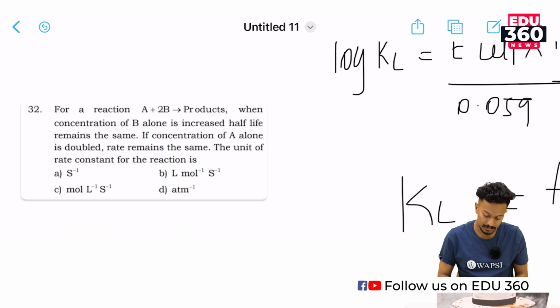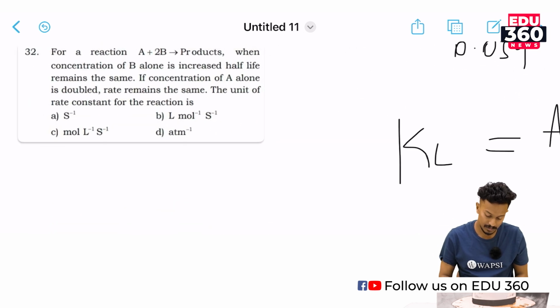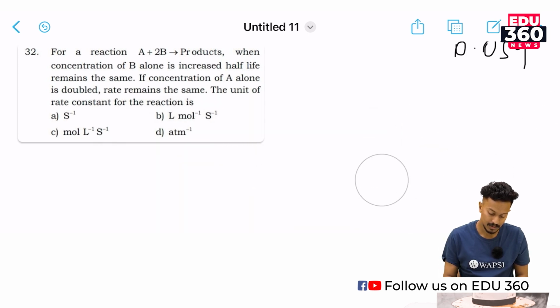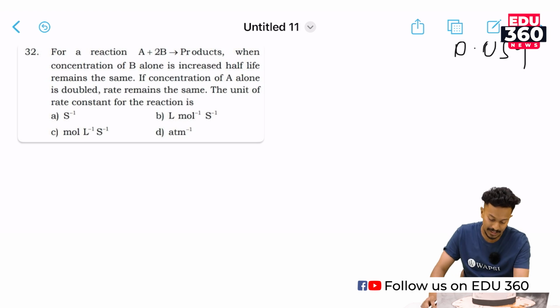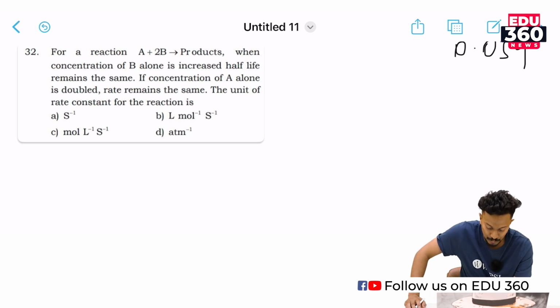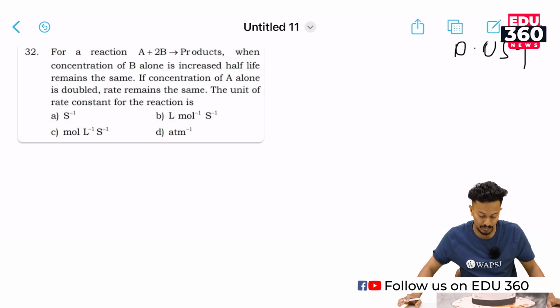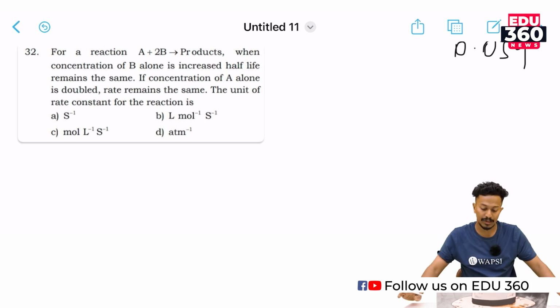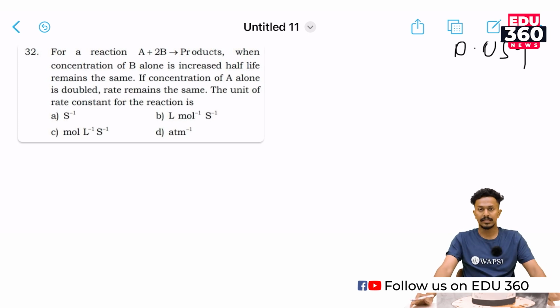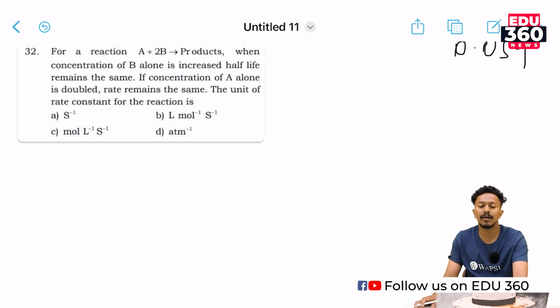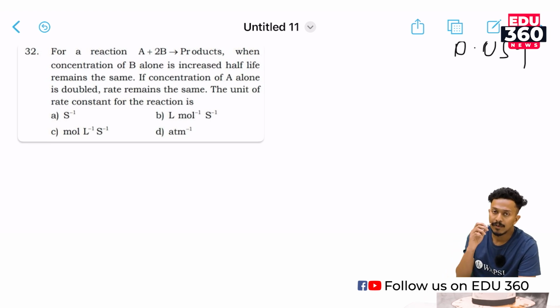Moving on to our next question. For a reaction A plus 2B gives products, when the concentration of B alone is increased, the half-life remains the same. If the concentration of A alone is doubled, the rate remains the same. What is the unit of the rate constant for this reaction? This is a completely different question. Chemical kinetics, we have never studied this, but we have to think out of the box.